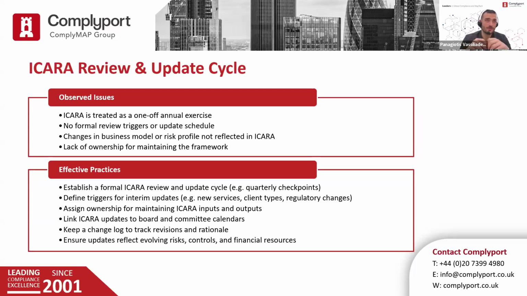You need to establish a formal review and update cycle. For example, we usually say that the update should be annual unless any of the underpinning assumptions within your ICARA change. So you need to take action and review and update the report. You also need to assign ownership, so someone is responsible for maintaining the ICARA inputs and outputs, and that responsibility needs to be documented.